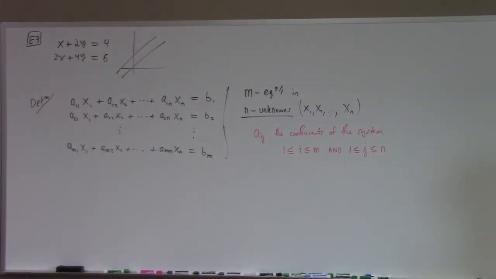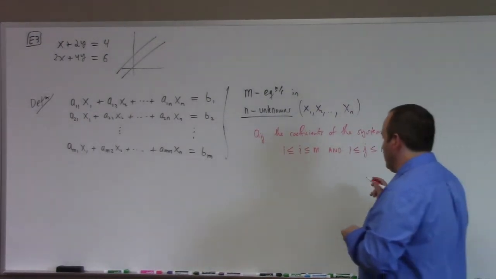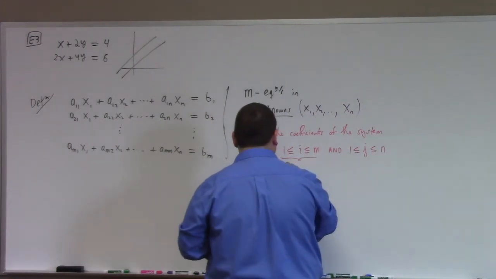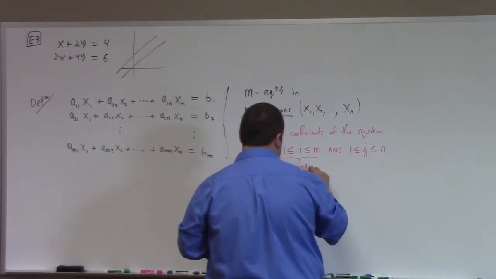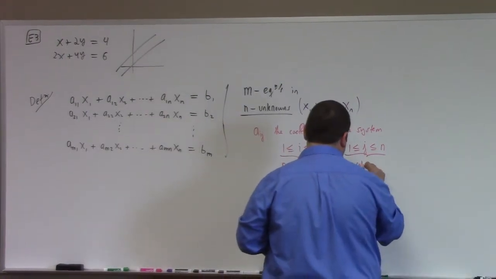So we say that i is the row index, whereas j is the column index, for reasons that will become clear in just a second. Row index, column index.